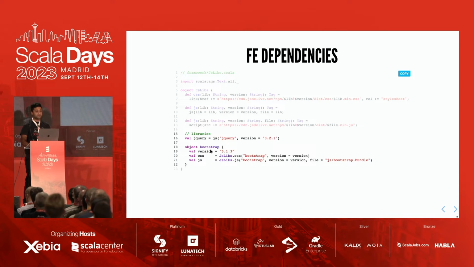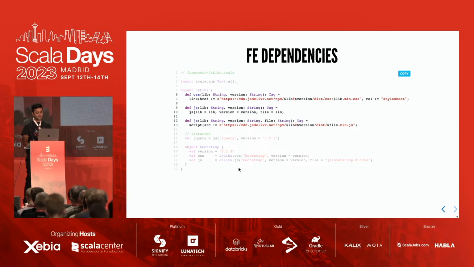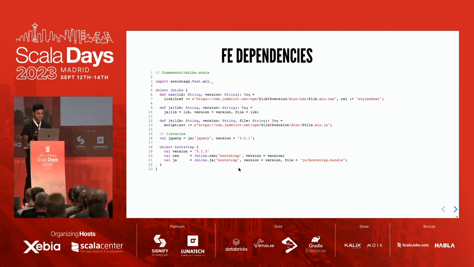There are many dependencies you would encounter where you would have both the CSS and the JavaScript, like Bootstrap. If you want to include Bootstrap, it comes with a CSS and a JavaScript. You can use this kind of namespacing where you just make a Bootstrap object, declare the version, and reuse the version to have CSS and JavaScript tags available to you. So again, this is essentially three lines of code to have front-end dependencies.